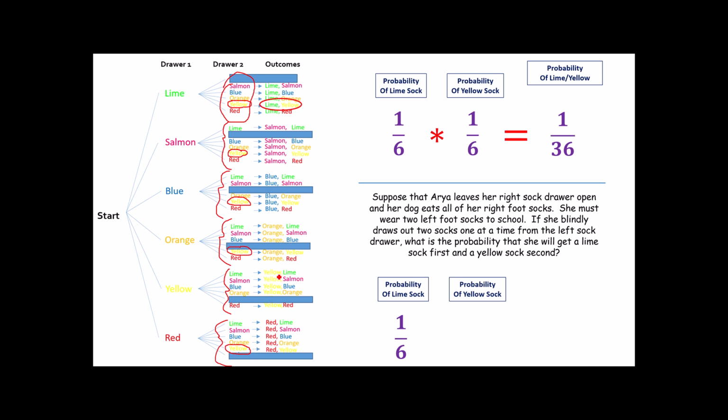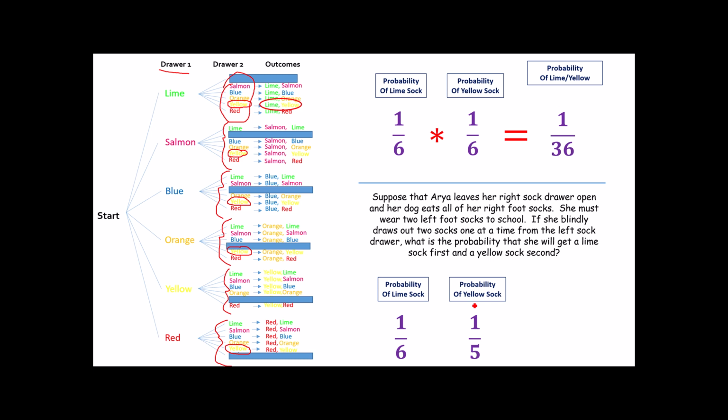Now, what that means is if we look through here, there's 1, 2, 3, 4, 5 in each row. No matter what she drew the first time, she's going to have 5 choices left for her second draw, which means the probability of a yellow is 1 out of 5.